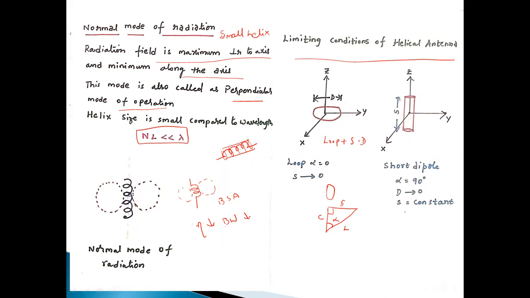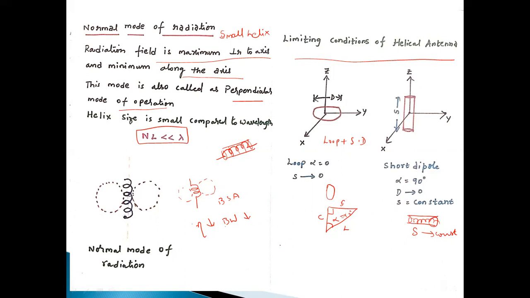What is the second case? In this, we consider the separation of loops. That means S remains constant. In this case, there is no question of a loop. We majorly focus on alpha maximum, 90 degrees. In this case, the diameter tends to 0 and S remains constant. So here the short dipole will be dominating. The short dipole case means some amount of separation between the turns. This will be the dominating factor.